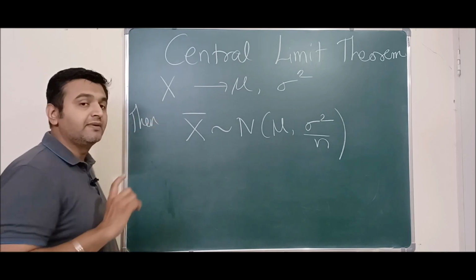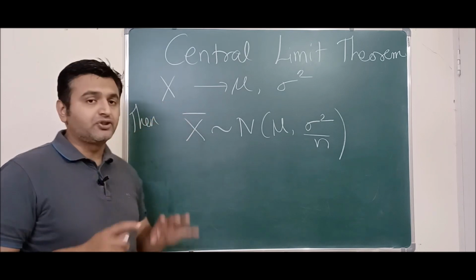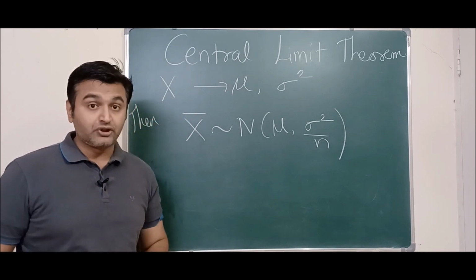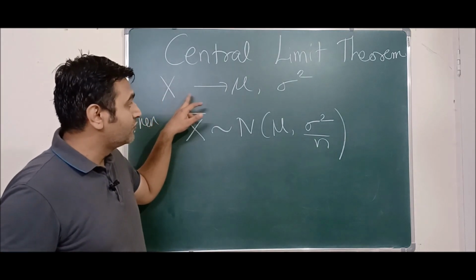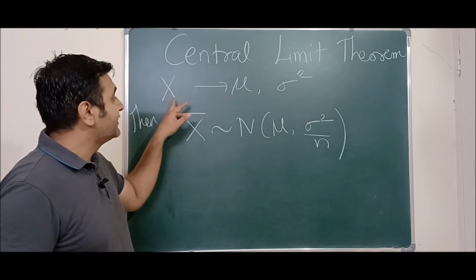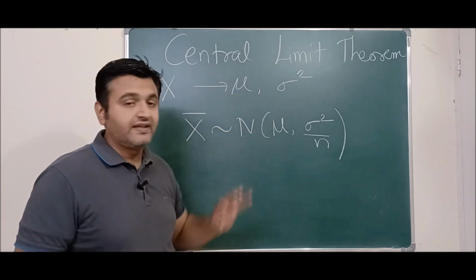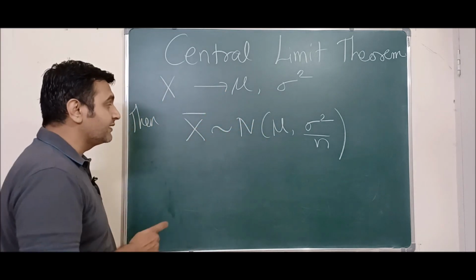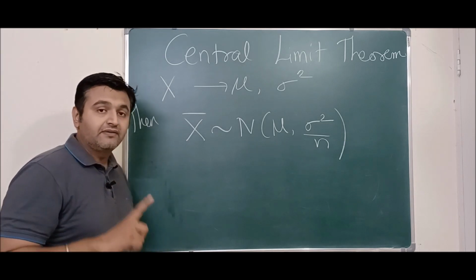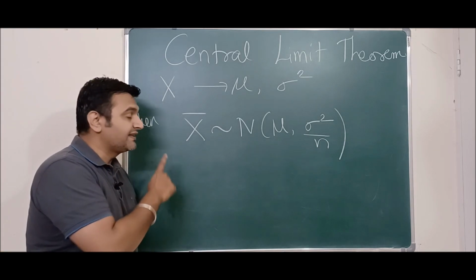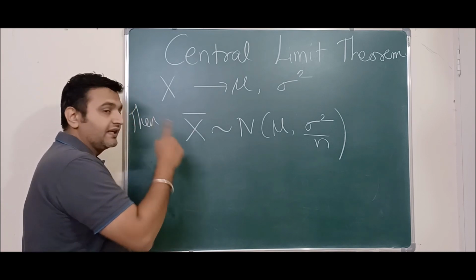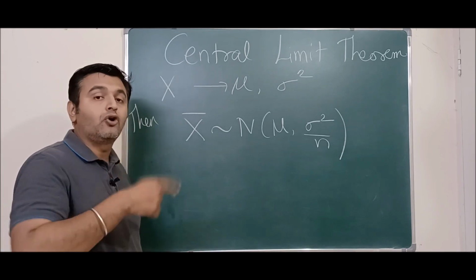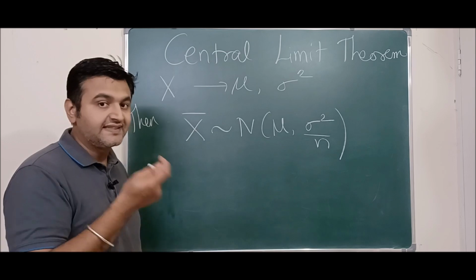Suppose you have a random variable x and it has some distribution. You don't know what the distribution of x is. So x is some population whose distribution you don't know, and it has a mean mu and a finite variance sigma squared. Then the theorem says your x bar. What is x bar? If you recall my last lecture, x bar is nothing but the sample mean. It's a statistic, a collection of the means of all the possible samples of size n.